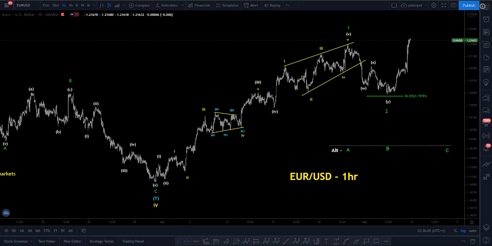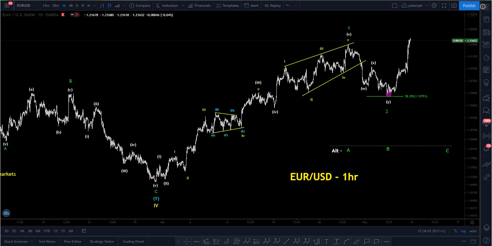Our next pair is Euro USD. With Euro USD too, I'm having 3 counts, and I'll analyze the first 2, then we look at the other counts. Last week we analyzed this. We were looking for an ABC, and when this was going up, we were looking for it to be a wave B. Then we have another wave down for wave C, but it did not happen that way.